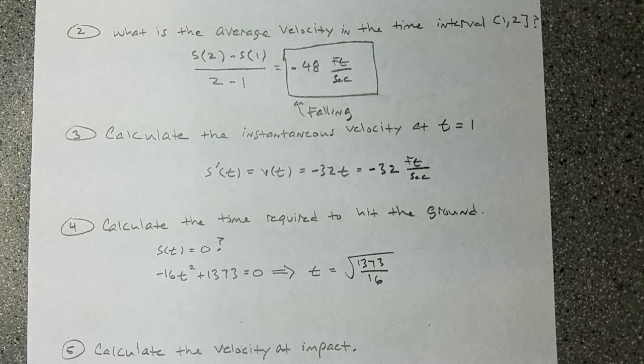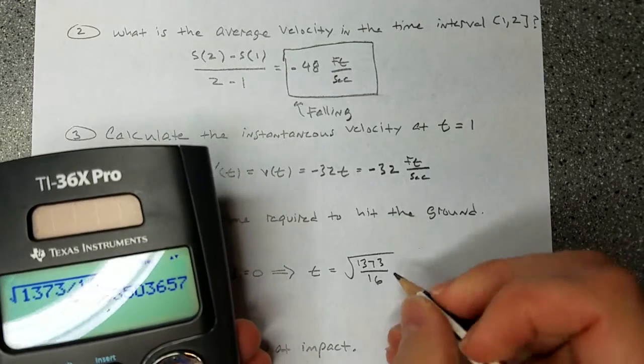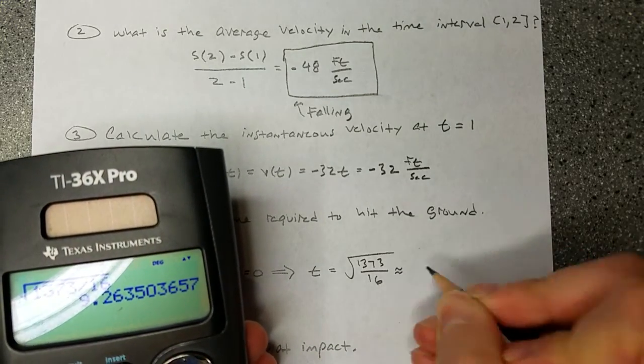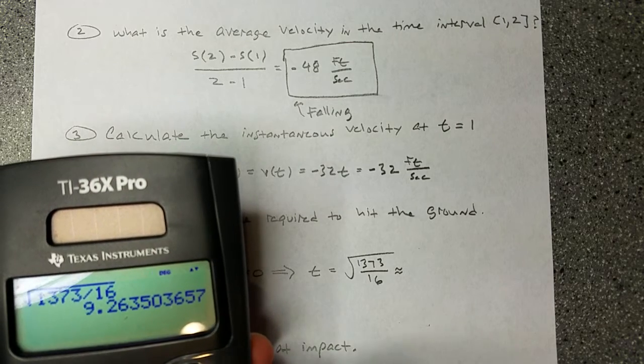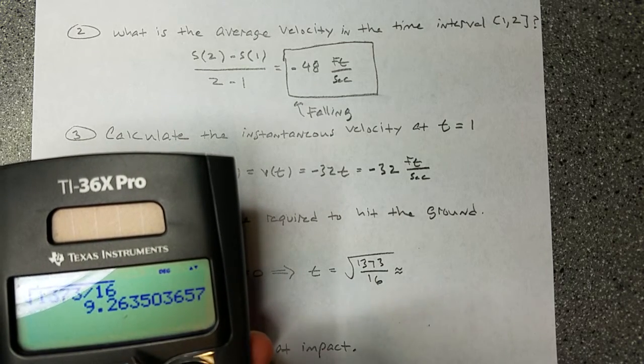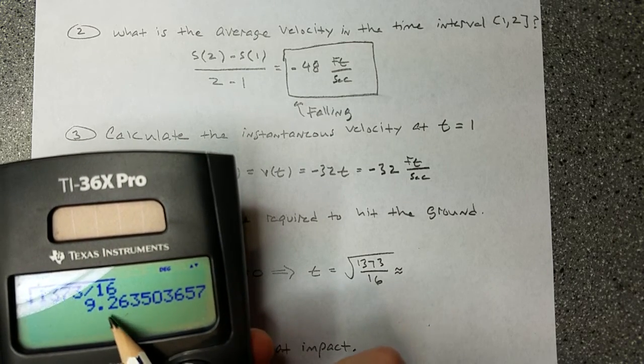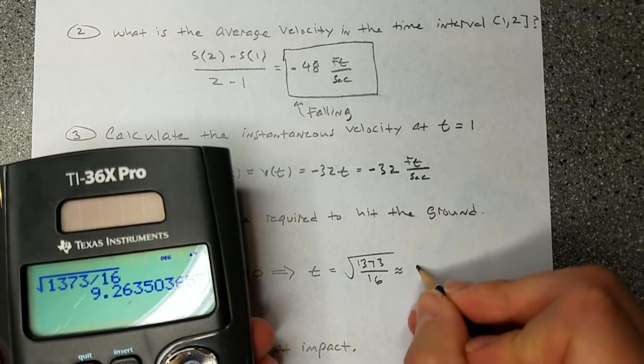So let's see, what is that? Root of 1373 divided by 16 turns out to be, well, you'll have to round however whoever is asking you to do this wants you to. So say it was 3 decimal places, 9.264 seconds.